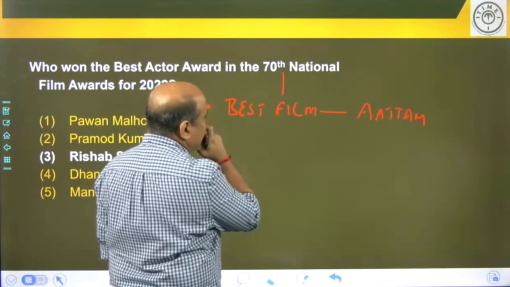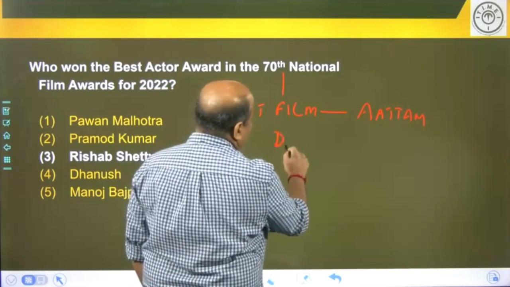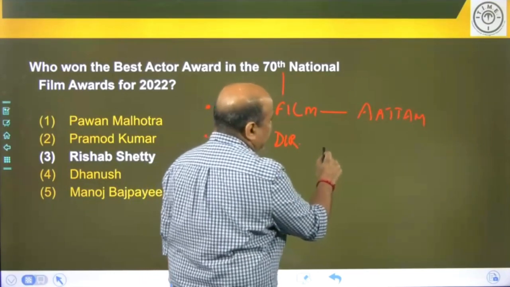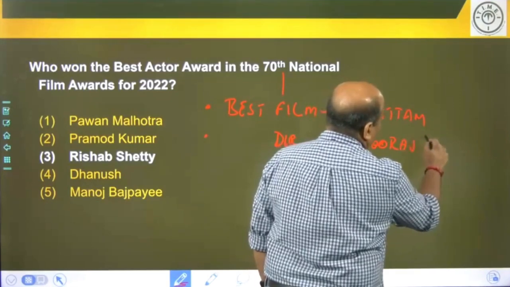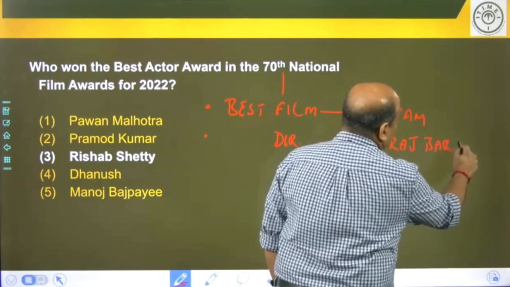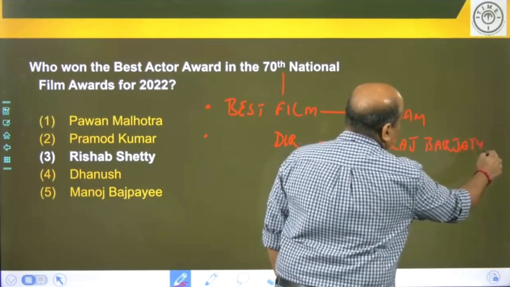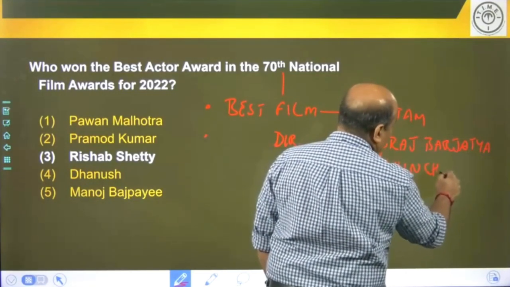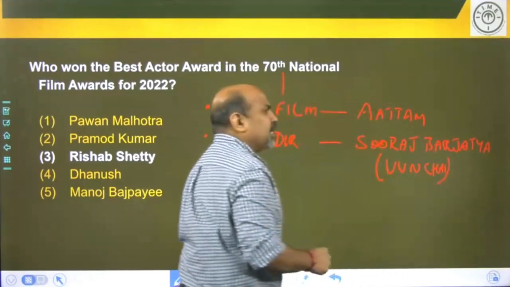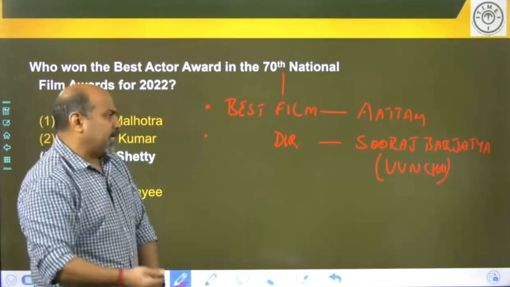Best director went to a guy called Sooraj Barjatya for the film Uunchai. It's a Hindi film starring Amitabh Bachchan, Boman Irani and, what's his name, Anupam Kher.